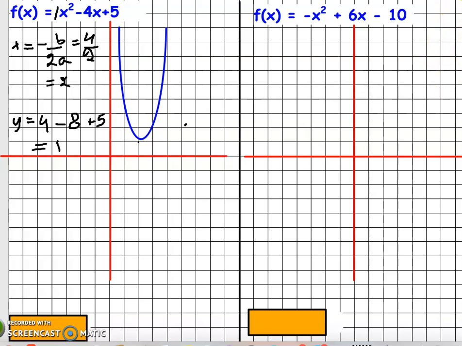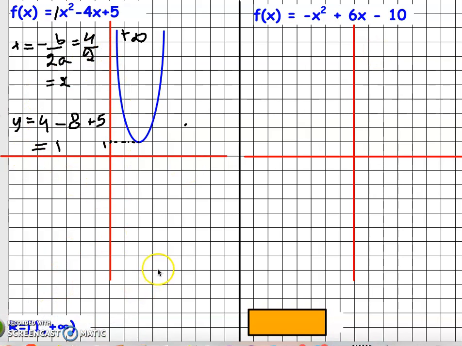Now, the lowest value that y takes is 1. And the highest value is plus infinity. So the range of this function is 1 to plus infinity.